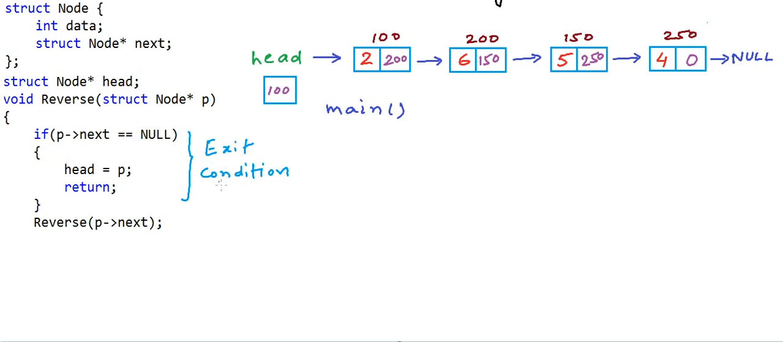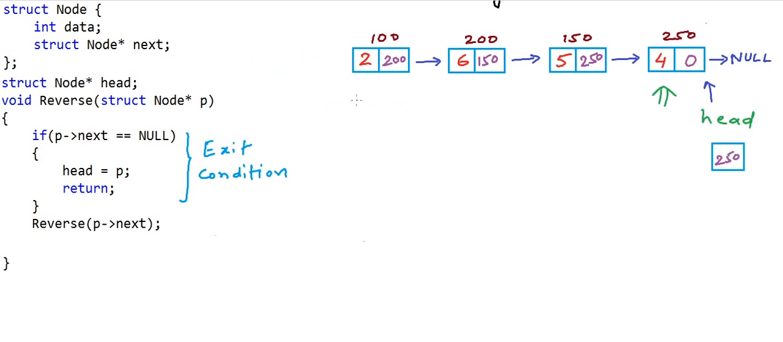And what I'm doing here is something very simple. As soon as I'm reaching the last node, I'm modifying the head pointer to make it point to this guy. So the recursion will work like this.